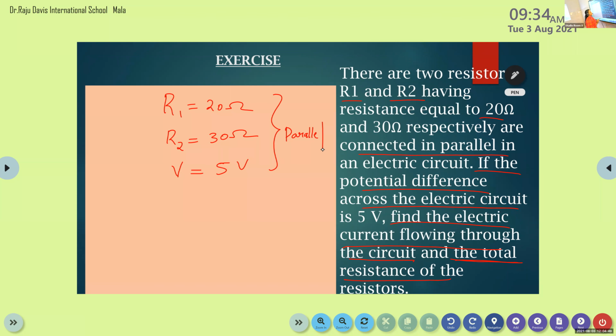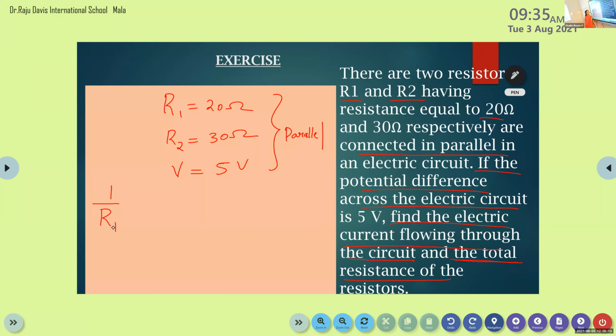I think along with the question I used to call your names. That is better. Otherwise you are remaining silent there. Ashik, what is the equation for calculating the total resistance? Total resistance of a parallel combination. Yes.